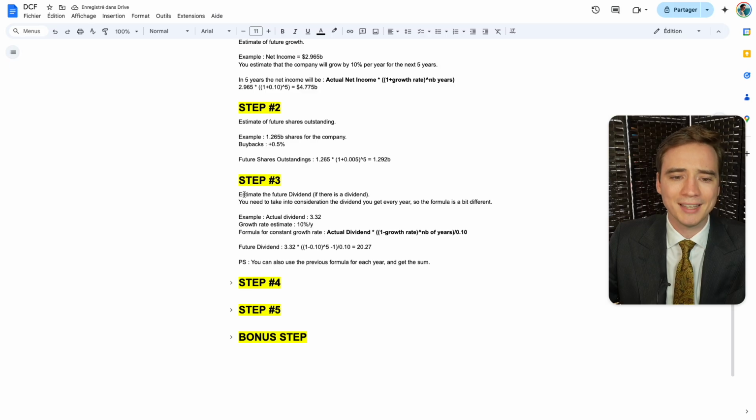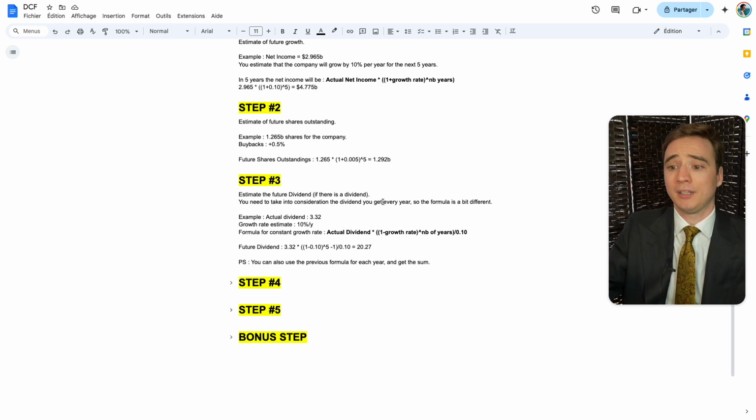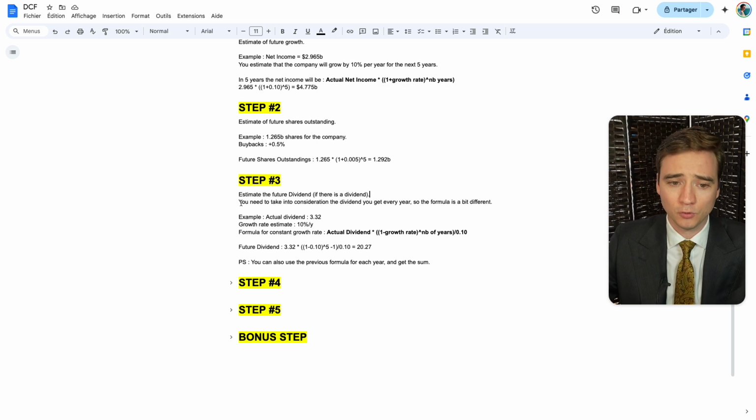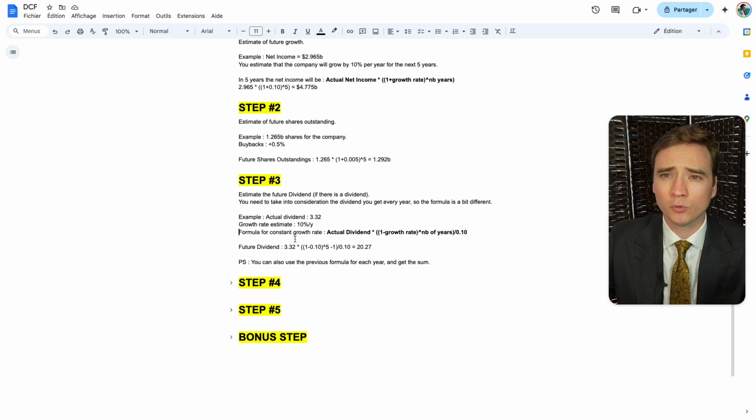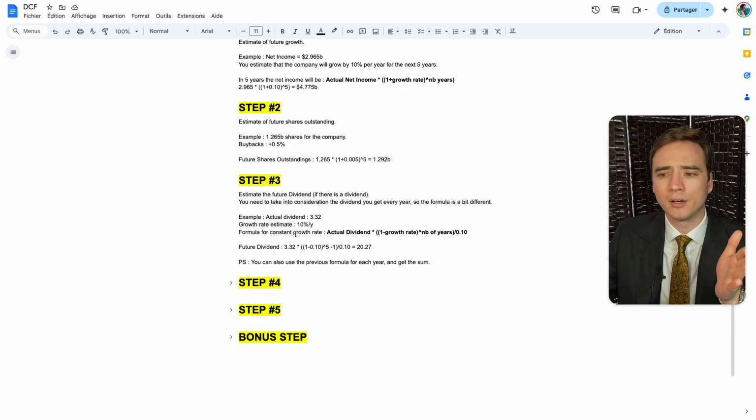Step 3 will be to estimate the future dividend, if there is a dividend, plus how much in dividend you will receive in your pocket during those 5 years, because it needs to count. It's money that you will receive, so it needs to count. So you need to take into consideration the dividend you get every year, so the formula here will be a bit different. For example, your actual dividend is $3.32. The growth rate is 10% per year, with a constant growth rate. Like here you estimate that for the next 5 years, it will always be 10% per year. Maybe some year it will be 12, maybe 8, but you just imagine that, okay, for the next 5 years, it will be 10% per year.